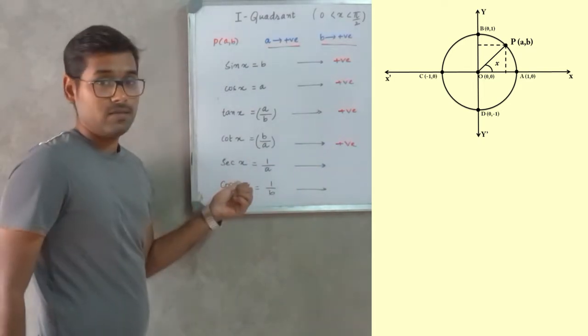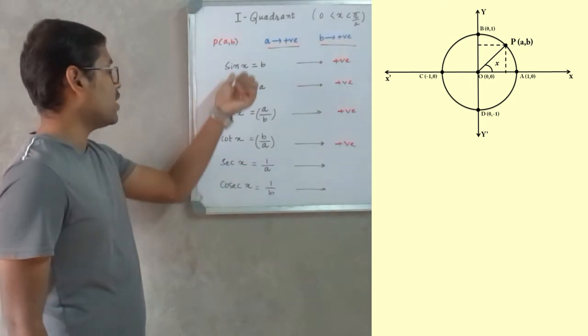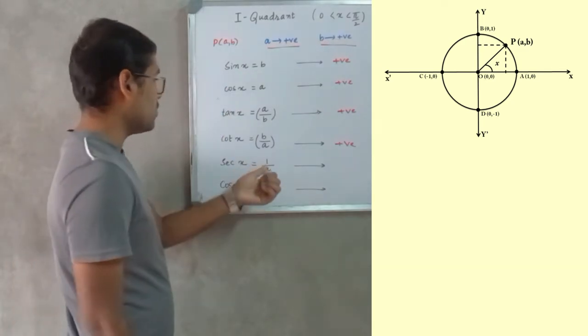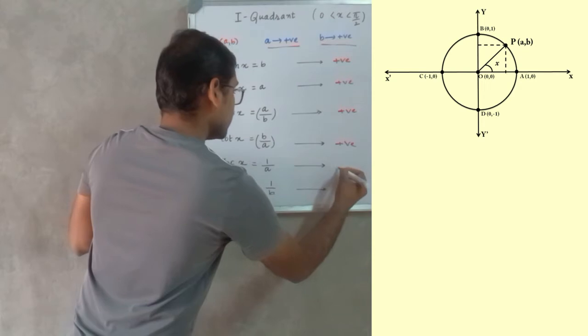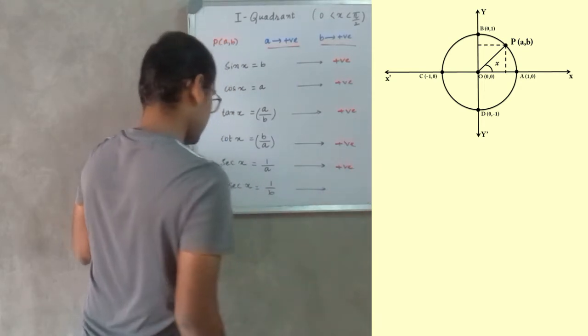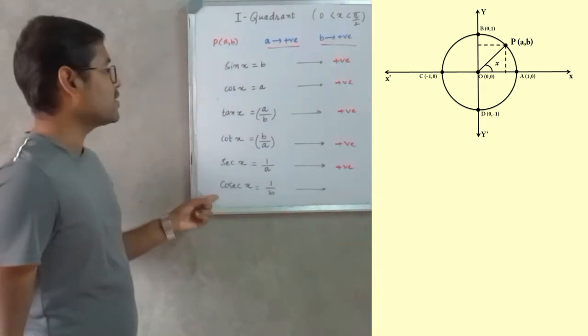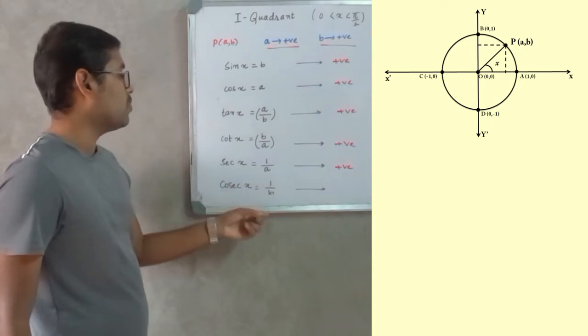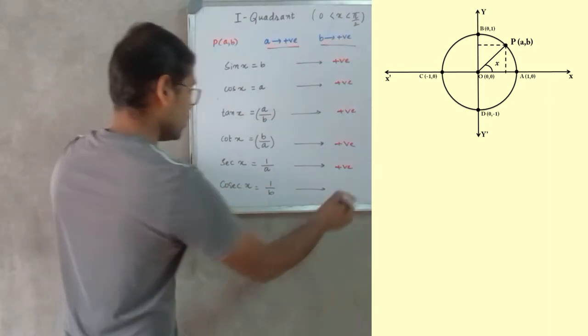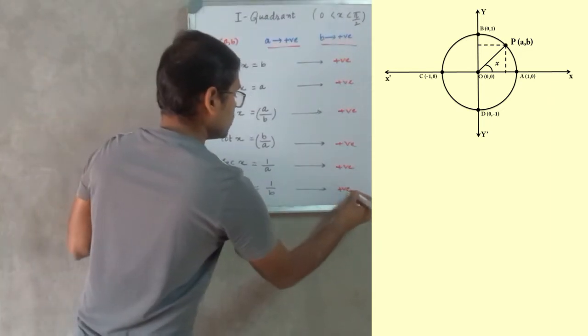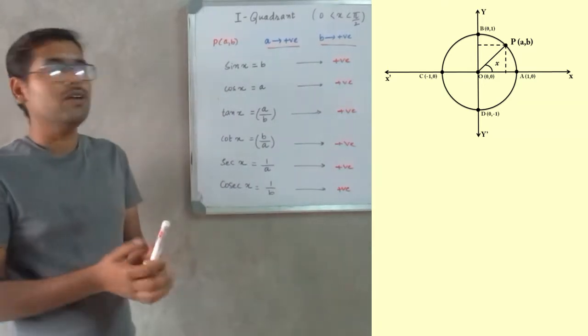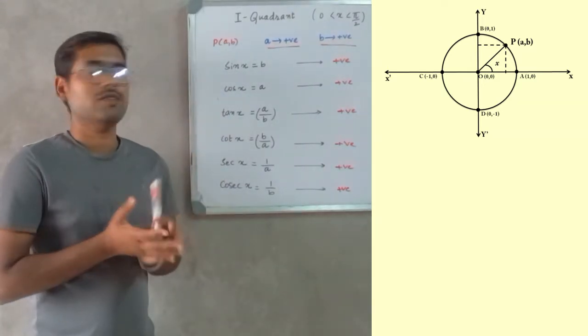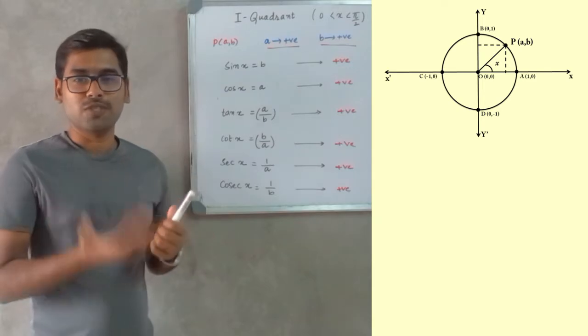What about sec x? Sec x is given by 1 by cos x, which is 1 by a in this case. So sec x will also be positive. Finally cosec x. Cosec x is 1 by sin x, which is 1 by b. Since b is positive, cosec x will also be positive. So in the first quadrant, all the 6 trigonometric functions will have positive sign.